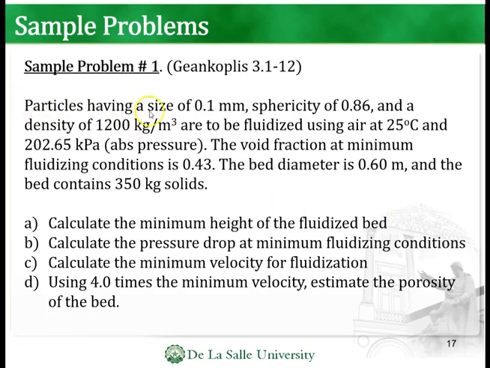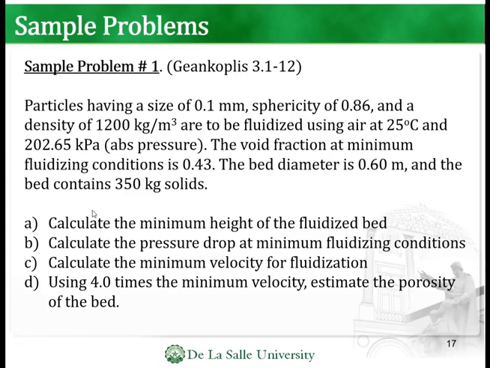Alright. Particles having a size of 0.1 millimeter, sphericity of 0.86, and a density of 1,200 kilograms per cubic meter are to be fluidized using air at 25 degrees Celsius and 202.65 kilopascal absolute pressure. The void fraction at minimum fluidizing conditions is 0.43. The bed diameter is 0.60 meters, and the bed contains 350 kilograms of solids.